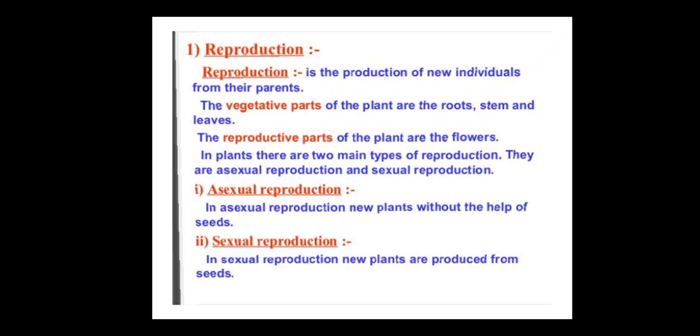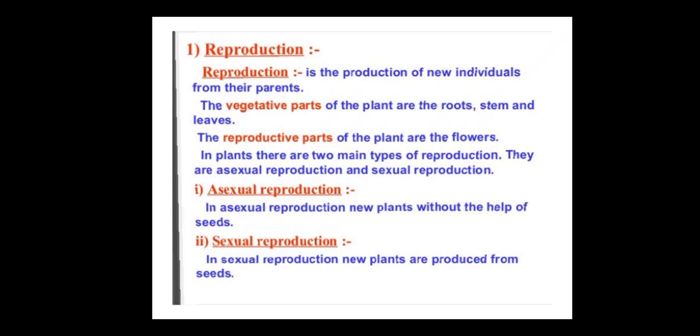In plants there are two main types of reproduction. Which are the two main types of reproduction in plants? One is asexual reproduction and the second is sexual reproduction. So what is asexual reproduction and what is sexual reproduction? Asexual reproduction is the production of a new plant without the help of seed. We don't require any seed. And what is sexual reproduction? In sexual reproduction, the new plants are produced from seeds.